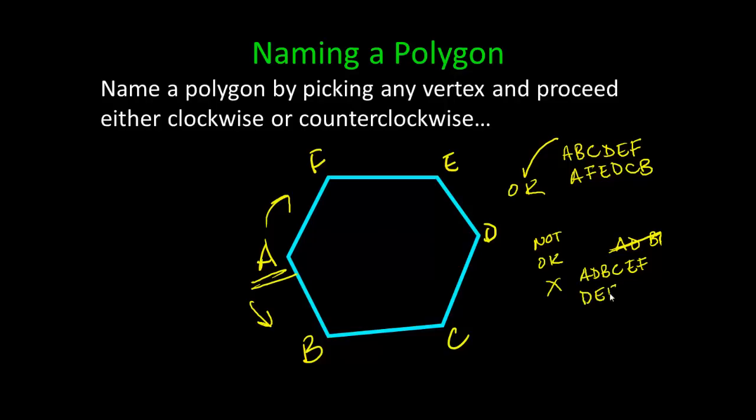D, E, F, C, B, A. No good. Because look, D, E, F starts off fine, but then we jump down to here. Okay, you can't do that.